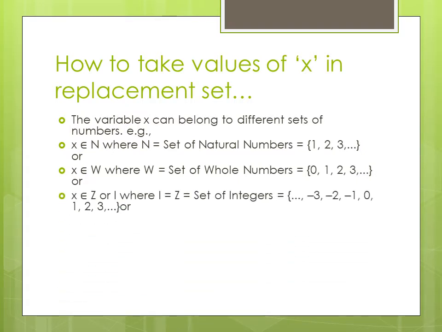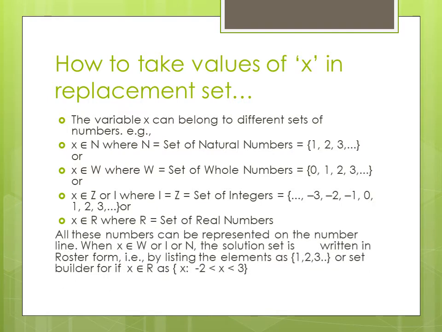Next is represented by Z or I, which is called integers. The set of integers, we all know, is all negative numbers, 0 and positive numbers. And last is x belongs to R, where R is the set of all real numbers. This set contains everything: decimals, fractions, rational numbers, everything falls in it. All these numbers can be represented on the number line.